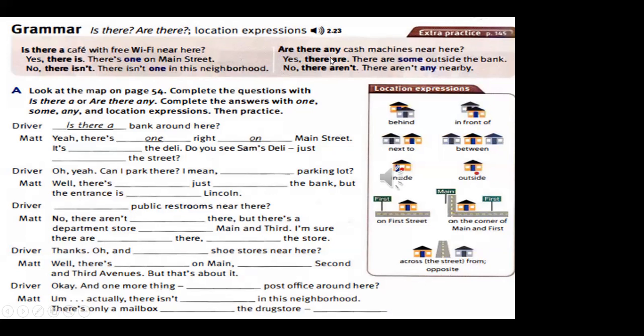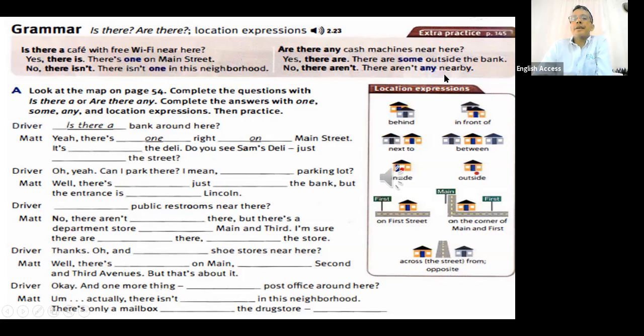Are there any cash machines near here? Yes, there are. There are some outside the bank. No, there aren't. There aren't any nearby. Remember the use of some and any. Some is used in affirmative sentences, any is used in negative sentences or statements.